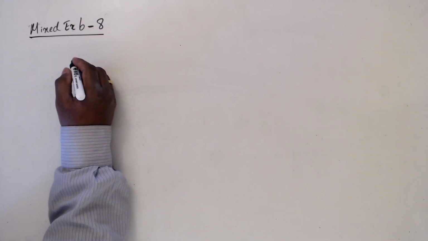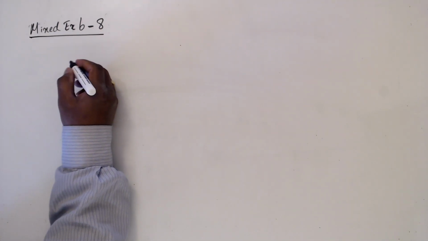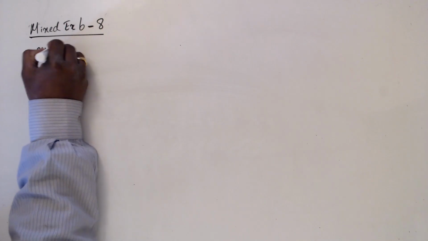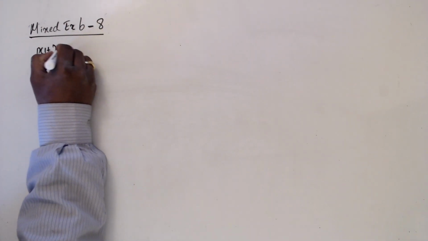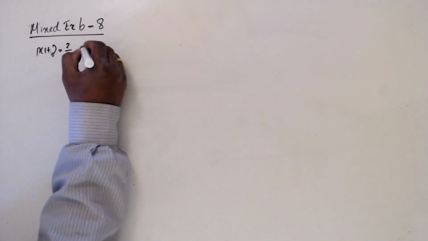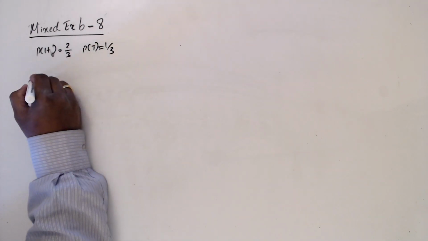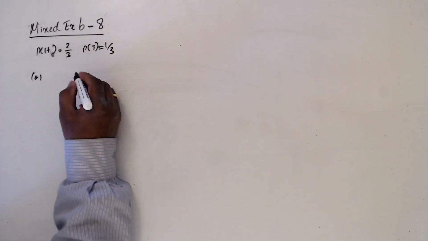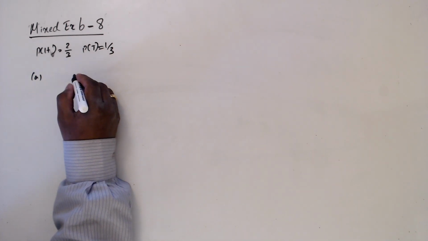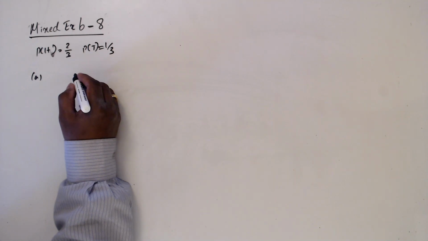A coin is biased. Question number 8. The probability of getting head is 2 over 3, and the probability of getting tail is 1 over 3. Part A: this coin is tossed repeatedly. The first tail will occur on the sixth toss.